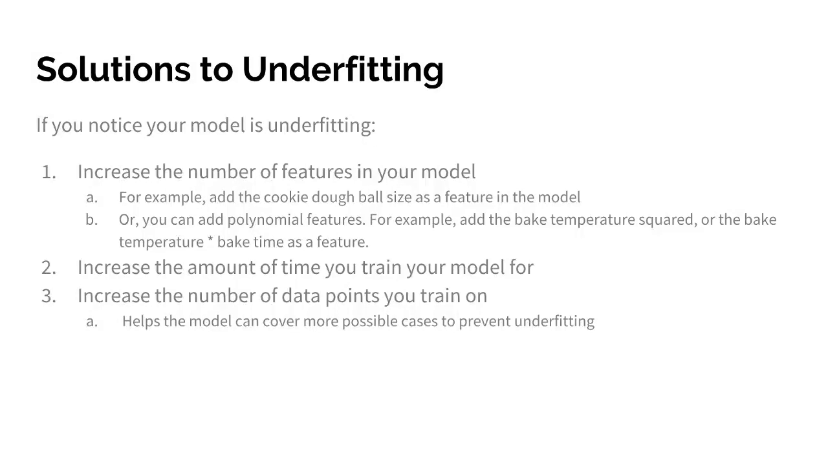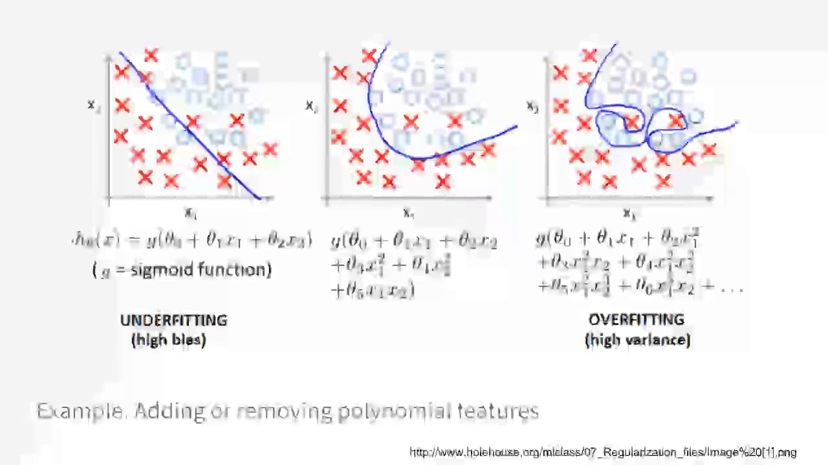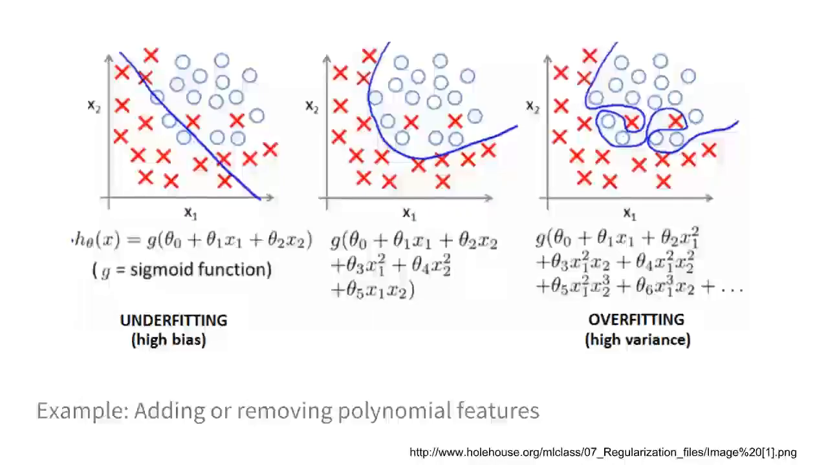We can increase the amount of time we train the model for, especially when we're doing something like gradient descent. And we can also increase the number of data points we train on to help cover more possible cases and prevent underfitting. So briefly, here's an example of polynomial terms.